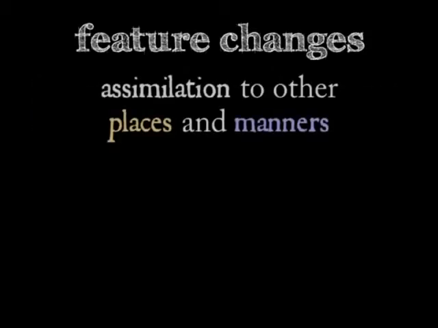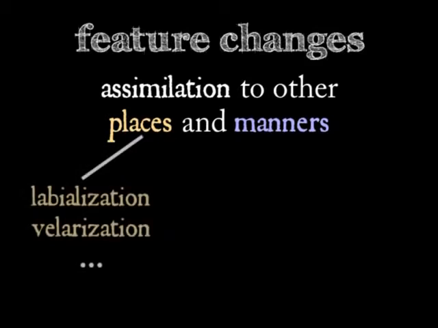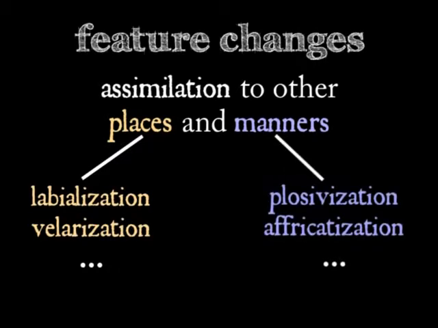Of course, a phoneme can assimilate to any place or manner of articulation. I won't list all of them here. Further examples of assimilation to specific places of articulation include labialization, when the assimilating sound becomes more labial, and velarization, when the assimilating sound becomes more velar. When it comes to manners of articulation, the assimilating sound can become a plosive, an affricate, and so on.